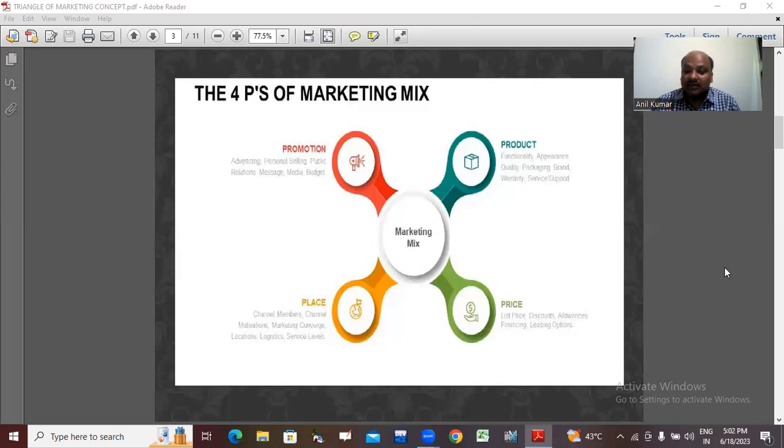Now, the other one, that is the place. Place signifies distribution, the presence of the product at each level. Whosoever the consumer is for that particular product, the product must reach the target customer. A marketer always targets his customer first, and he has to deliver his product to that kind of customer.